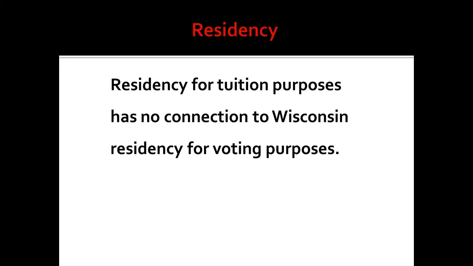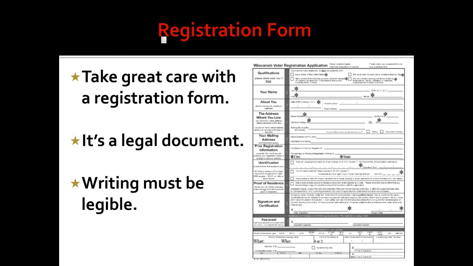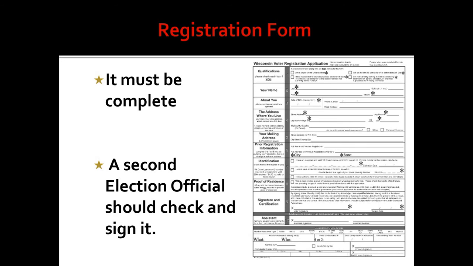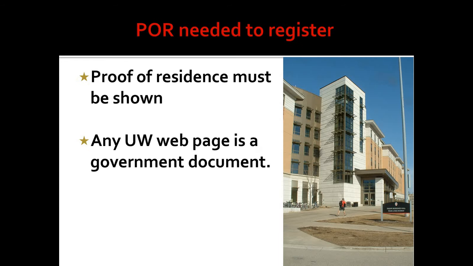For students, residency for tuition purposes has no connection to Wisconsin residency for voting purposes. Be very careful filling out a registration form. It's a legal document. The writing must be legible. It must be complete. A good quality control method is to ask a colleague to double-check the form for completeness and sign it. Proof of residence must be shown.